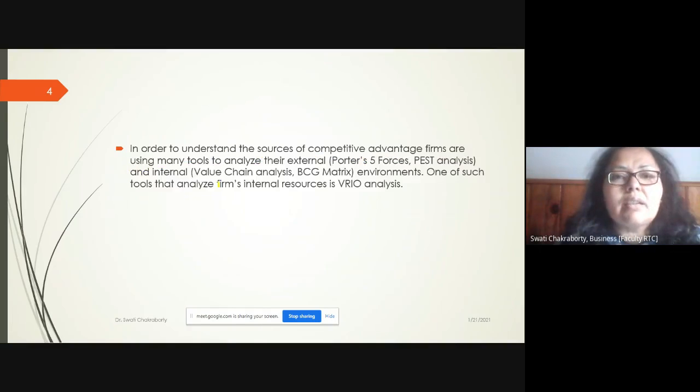In order to understand the sources of competitive advantage, firms usually use many tools to analyze their internal and external environment, the external forces. For the external environment, they use Porter's 5 Forces and PEST analysis. Internally, they use the value chain and the BCG matrix.